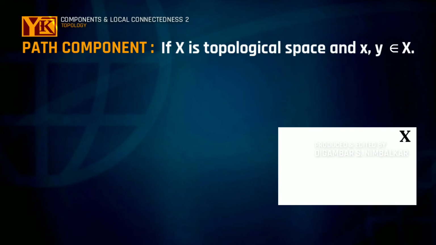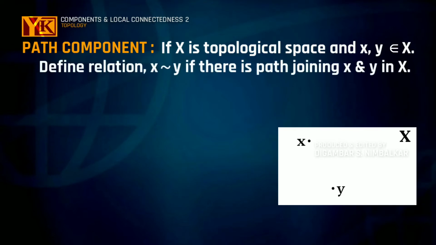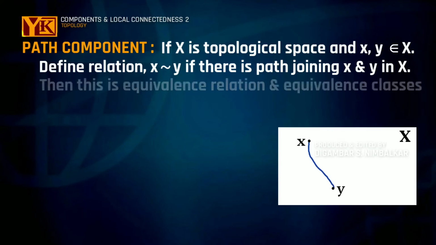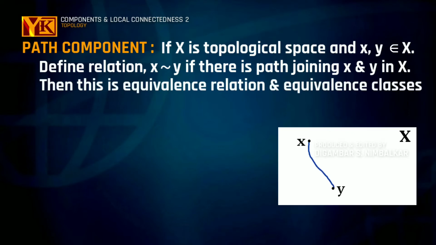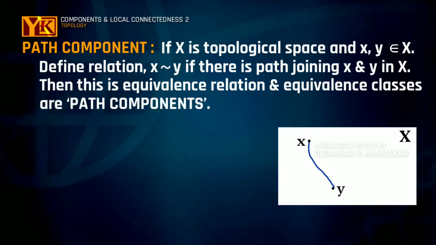In this we'll see path components and locally connected spaces. What is a path component? If we consider X to be a topological space and consider two elements x and y in X, and if we define a relation x is equivalent to y, or x is related to y, if there exists a path connecting points x and y in X, then this relation will be an equivalence relation and the equivalence classes will be path components.